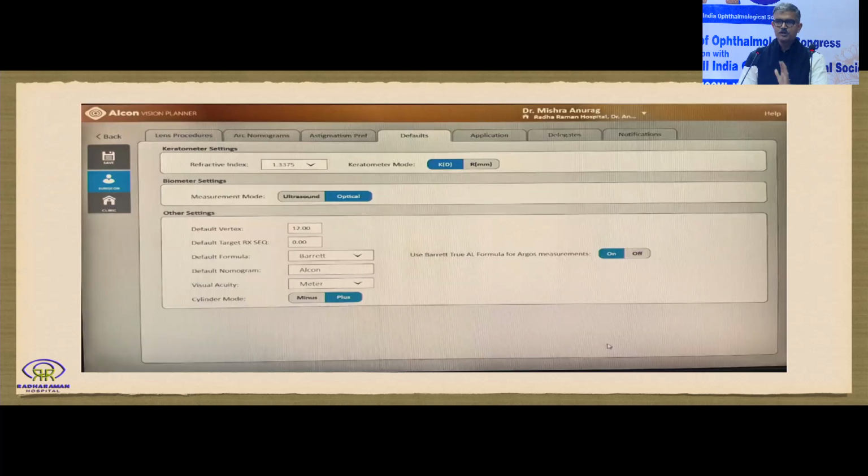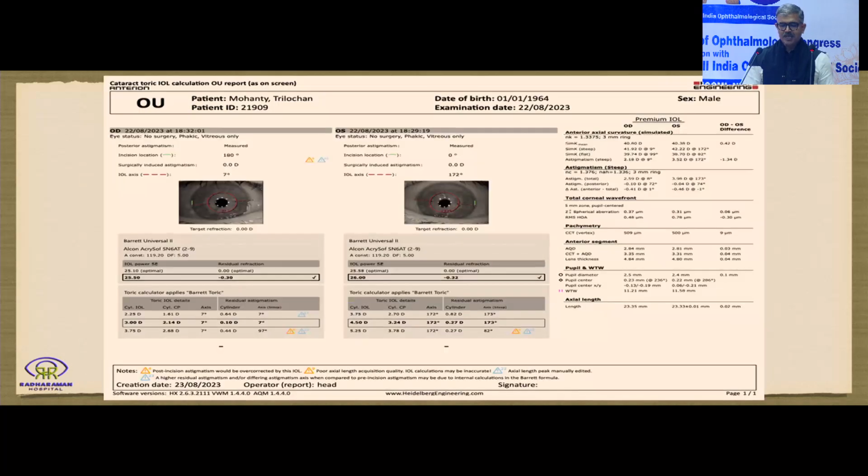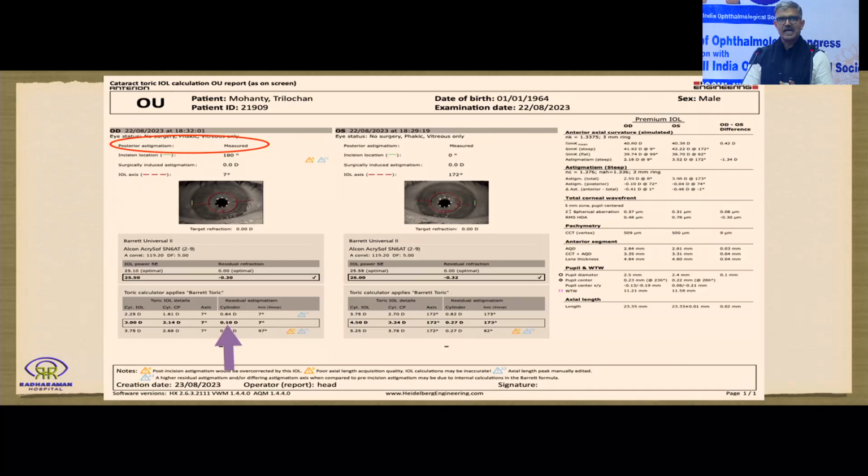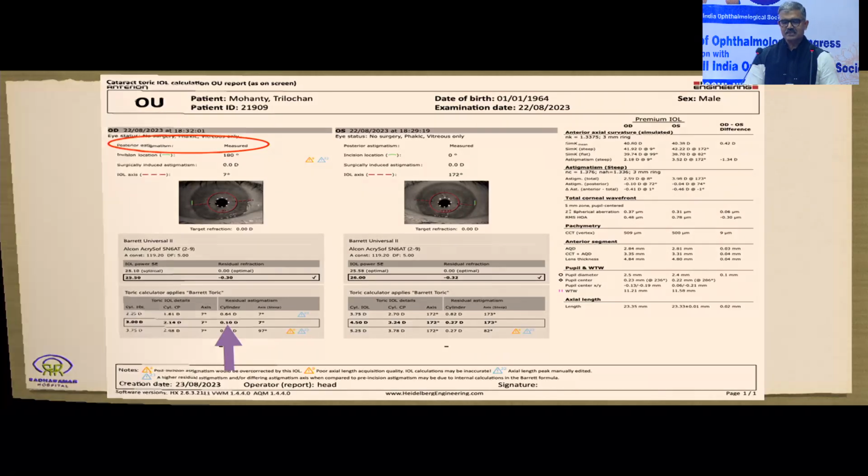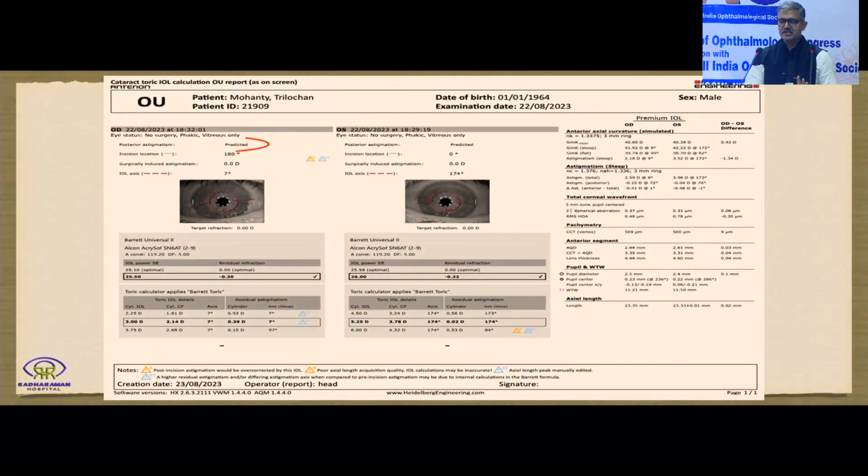This is available for use only with the Argos at the moment, unfortunately, but I'm sure it will come in other machines as well. Now, since we were discussing the posterior corneal astigmatism, the Barrett's formula is so robust in its algorithm that some of the biometers do have a tomography and they do measure the posterior cornea. But even if you're not measuring the posterior cornea, the algorithm is so solid that even with a predicted posterior corneal astigmatism, it gives us a fairly good result in most of our cases.